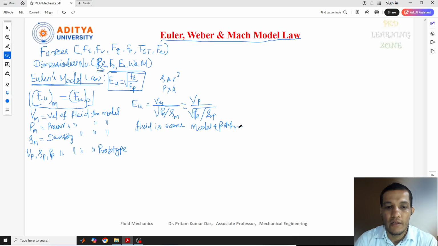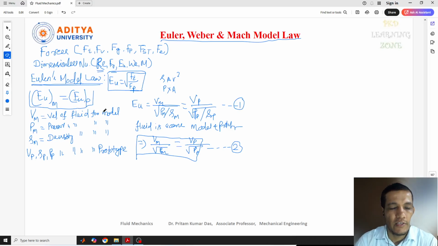If this is same, then the density can be ignored, and finally we can write the equation Vm by root over of Pm equals Vp by root over of Pp. So this is the final equation for the Euler model law. This one we can call equation 2, and this one equation 1. So this is for the Euler's model law, and where we can apply this model law is one more important thing.